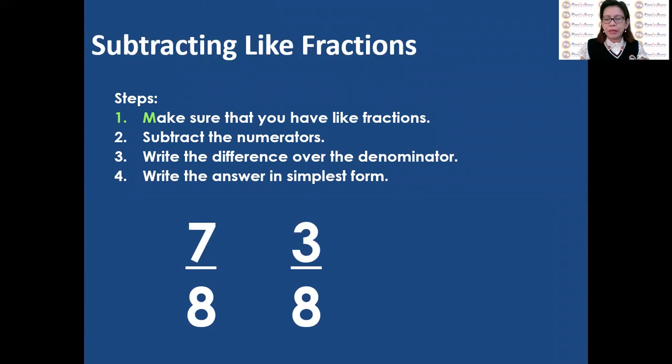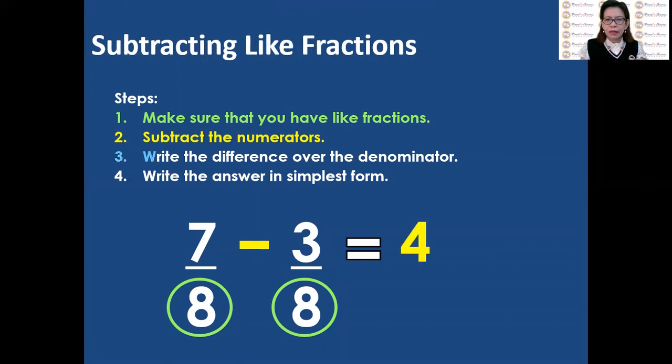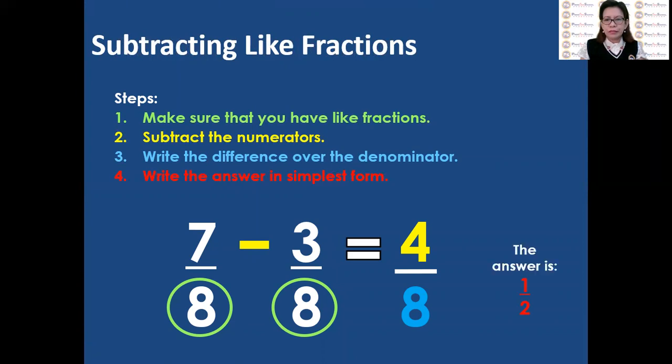Take a look at our example here. 7 out of 8 minus 3 out of 8. So make sure you have like fractions. Yes, these two fractions are like because their denominators are the same. And then subtract the numerators. 7 minus 3, 4. Then write the difference over the denominator. And then make sure that you're going to write the answer in simplest form. So our answer here is 1/2.